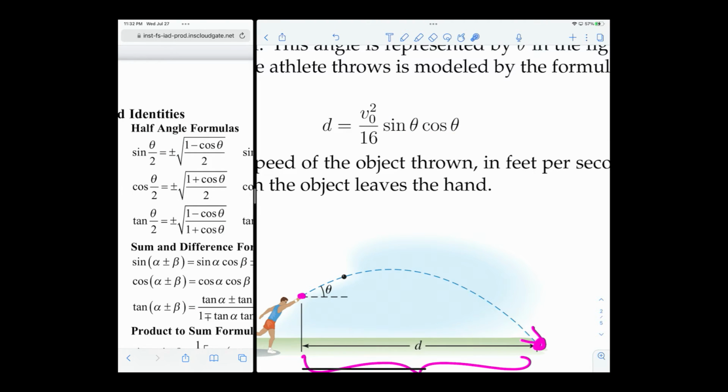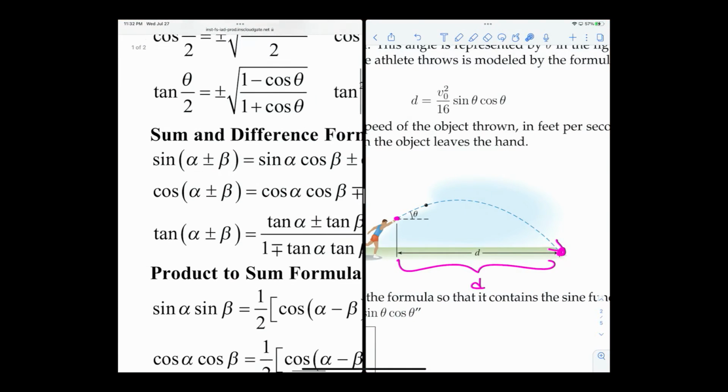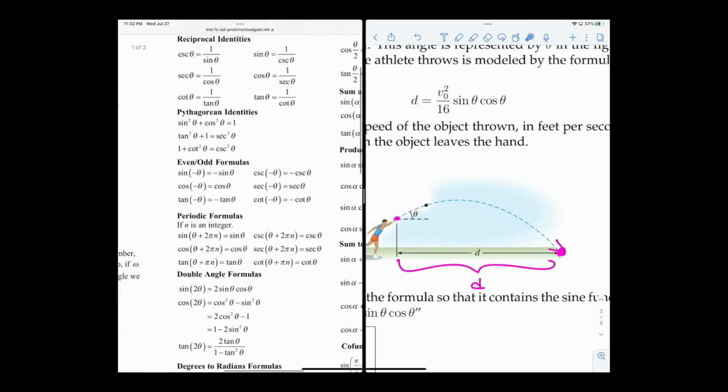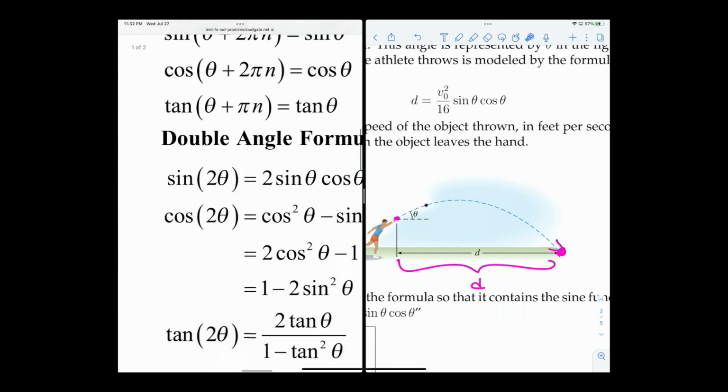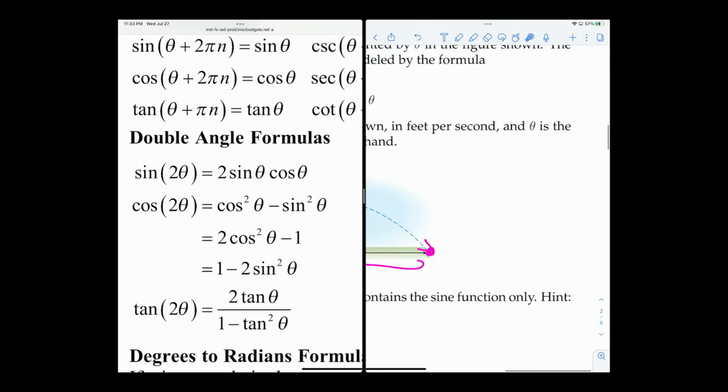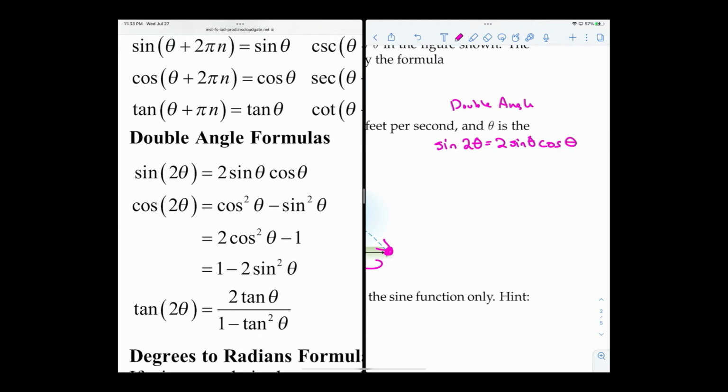And so what you are supposed to do here is this. You look at all your identities and you'll find, hopefully, the double angle formula. So you see sine 2 theta is 2 sine theta cosine theta. So we know this, right? So this is a double angle: sine 2 theta equals 2 sine theta cosine theta.